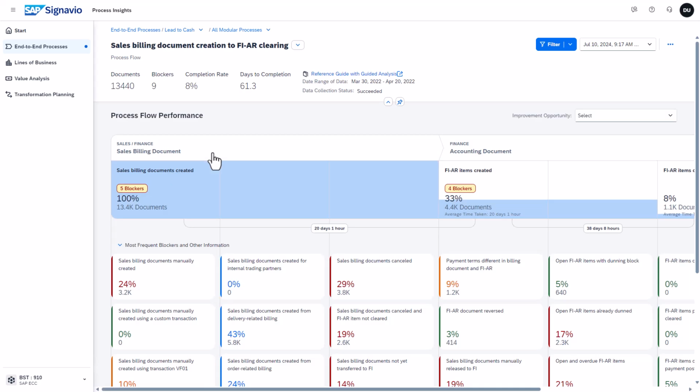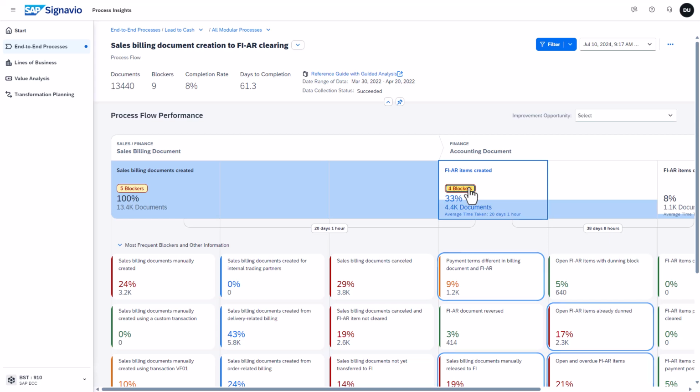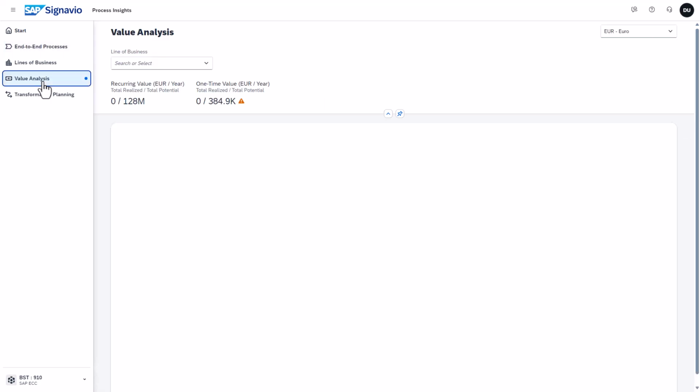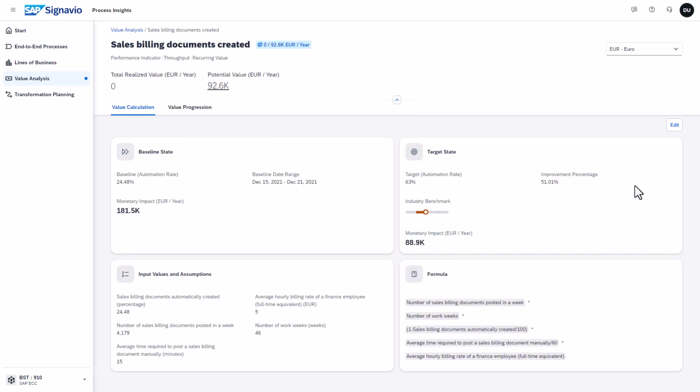One example, I can get an overview where my processes have blocks and what are the reasons for the blocks. And so I can start to work directly on these topics.